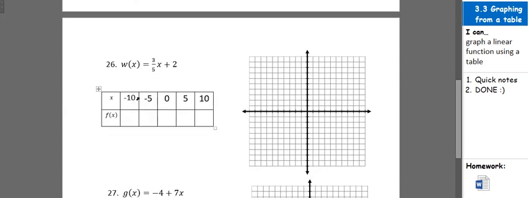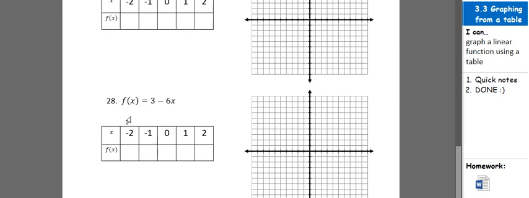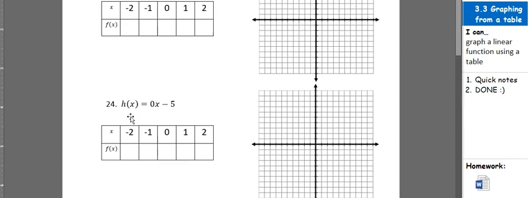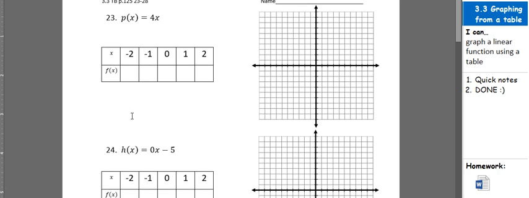This one goes by 5's because that's the number in the bottom, right? It's 3/5, so it goes by 5's. That's all it is for your homework, is those 6 graphs. So make sure you have those ready to go, and that's it for this video.